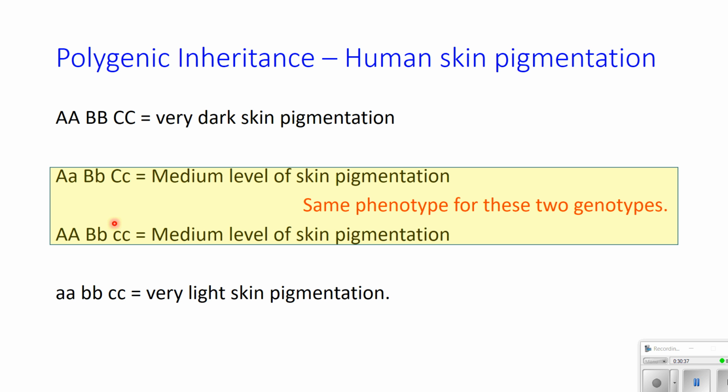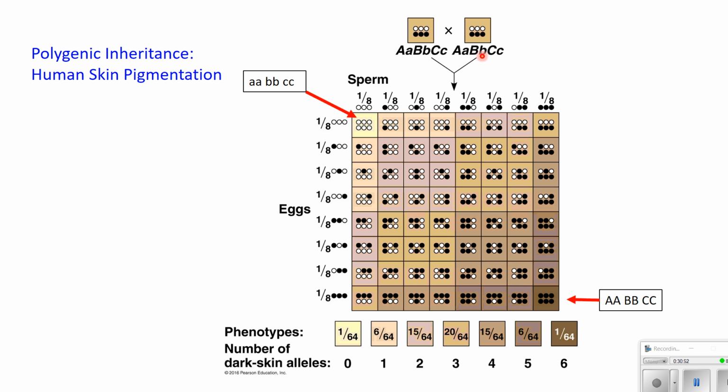So it's the total number of dominant alleles and not necessarily which specific dominant alleles. And so it's what we call a cumulative effect or an additive effect. So here you have a marriage between 2 people, both of whom have that medium, moderate amount of skin pigmentation. Here they're using the dark circles to represent the dominant alleles, in this case big A, big B, big C, and then the white circles represent the recessive alleles, little a, little b, little c. And if you do, this would be a tri-hybrid cross.